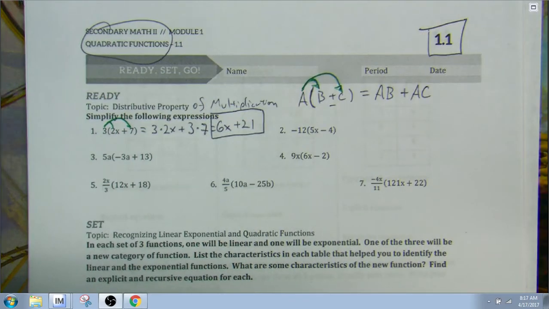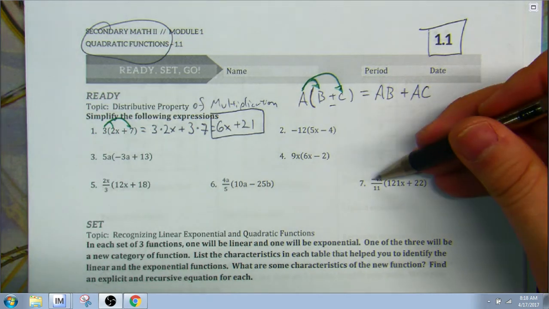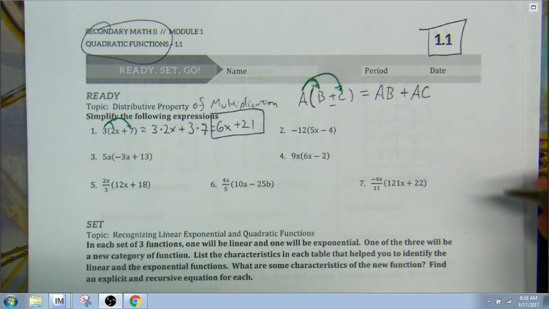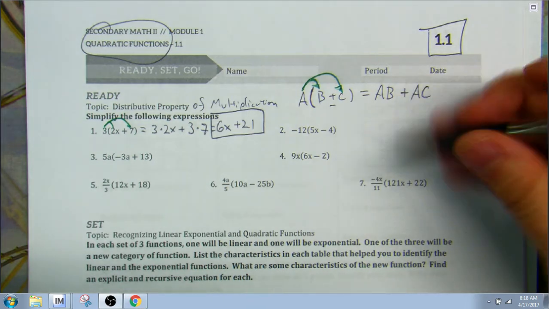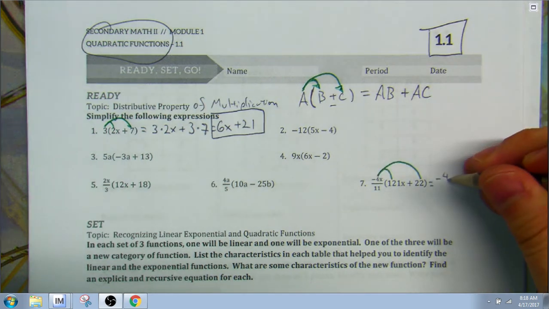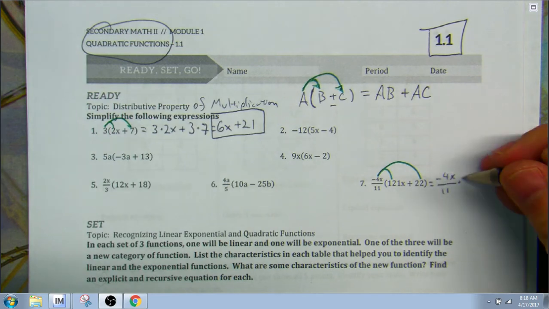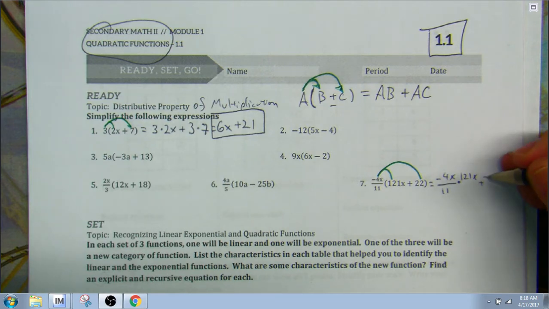Now these will get a little bit more complicated when we start looking at our fractional multiplication here. So let's look at number 7 here. This is the most complicated, where we have a negative 4x over 11 times these things. So I'm going to do the exact same thing I did in number 1, right? I'm going to view it as this times this, and then this times this. So that will give me a negative 4x over 11 times 121x, and then that's going to be plus a negative 4x over 11 times a 22.